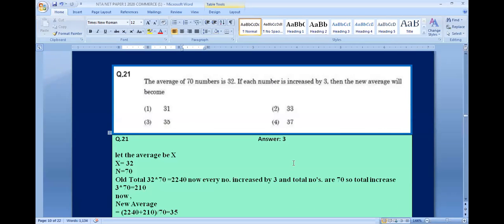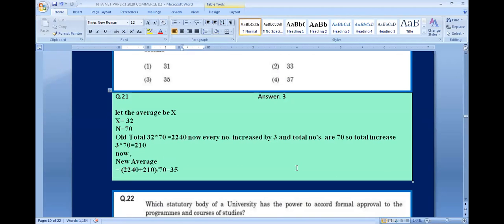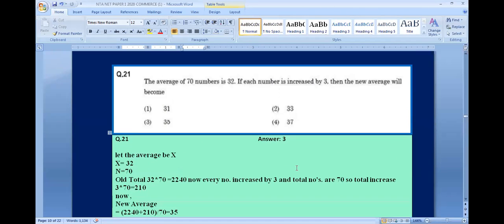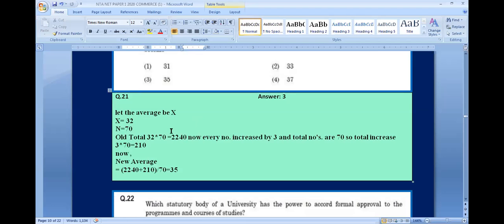The average of 70 numbers is 32. Each number is increased by 3. The new average will become dash. So this is a little bit elaborated method. Even a shortcut you can do. See, already the average is 32, correct? When every number is increased by 3, the average will also increase by 3, correct? So 32 plus 3, 35, that is the direct answer. If you are strong at average. Otherwise you have to do like this.